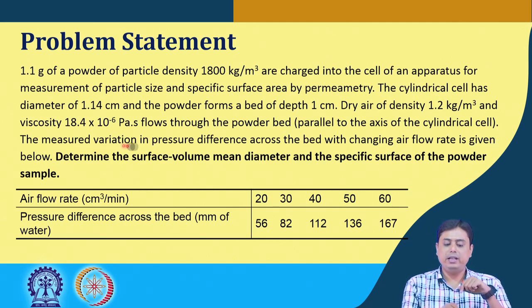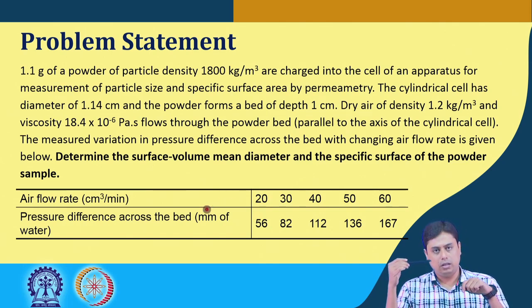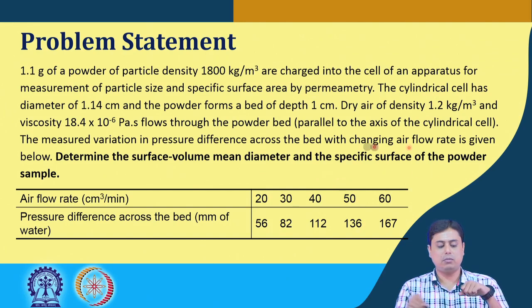Now the measured variation of pressure difference across the bed with changing air flow rate is given in the following table. As you increase the air flow rate, the bed pressure increases, and we can find that relation from this table, how it changes. So the question is, determine the surface volume mean diameter and specific surface of the powder sample.